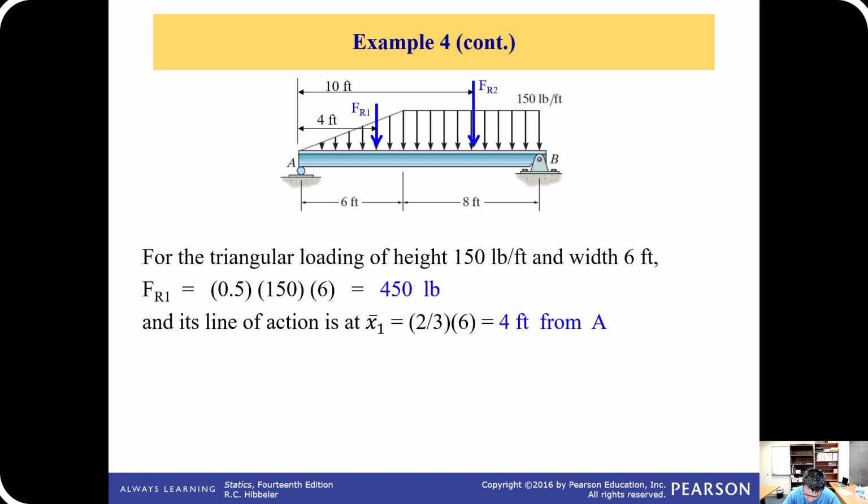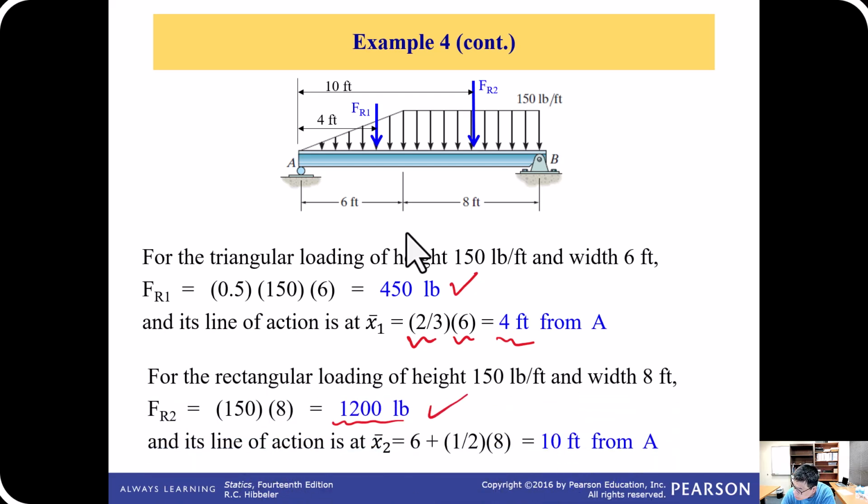For the triangular, FR1 will be 0.5 times 150 times the distance 6. It will be 450 lb, and its line of action x1 will be 2 over 3 times 6, which is 4 feet from point A. Okay. If you are not familiar with this, you can find those equations in the FE package. Okay. So for the rectangular loading, which is 150, with width 8, its magnitude will be 150 times 8, 1200 lb, and the distance will be 6 plus 1/2 times 8. Okay, it will be 10 feet from point A.